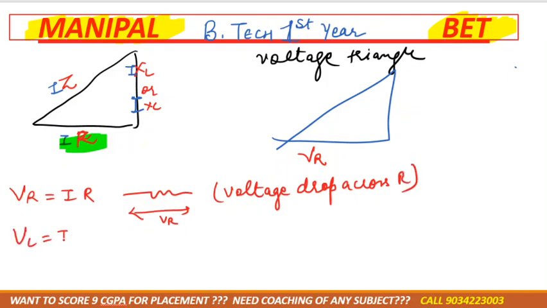Similarly, VL is I into XL, right? Because the inductor's resistance is XL only. So what is VL?